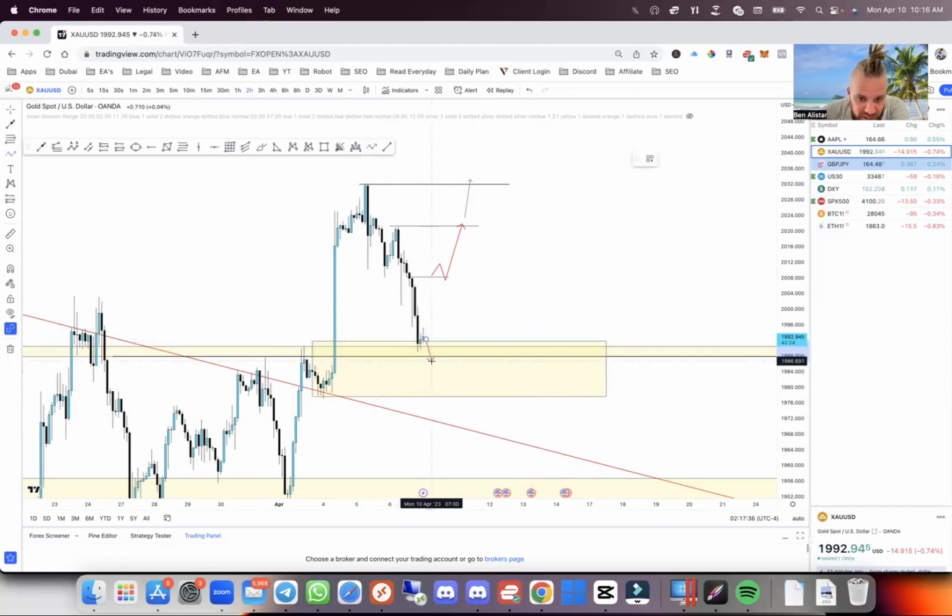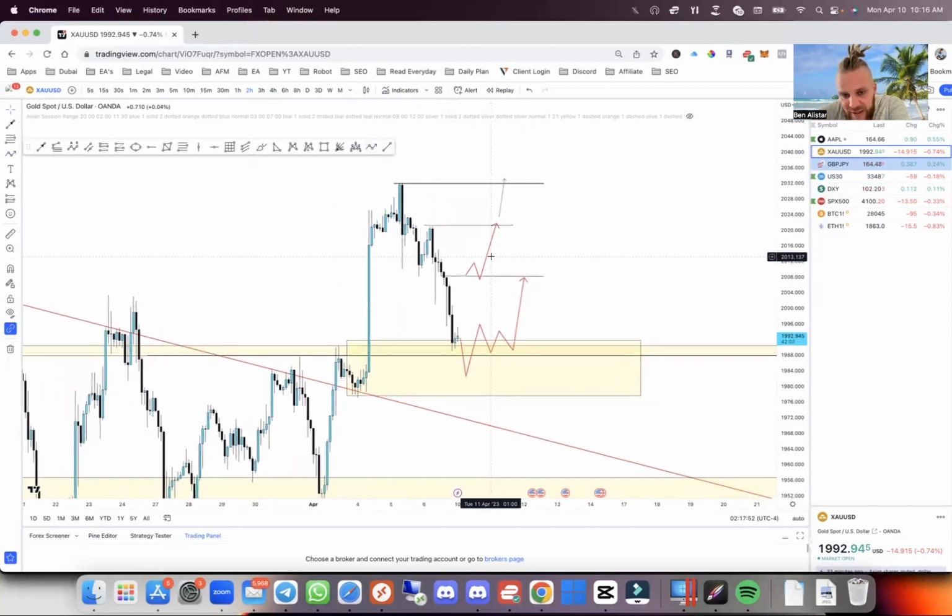What I prefer to see, for me to take this today, is price to fill this, push down, reject, and then break these previous highs, give us structure again. Then I'd be looking to trade back to this previous hourly high, break it, and then take it up to the 4 hour high and then back to the daily high. So that's what I'm looking at, guys.